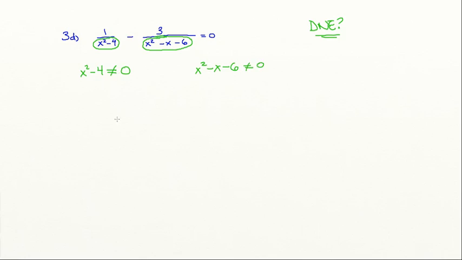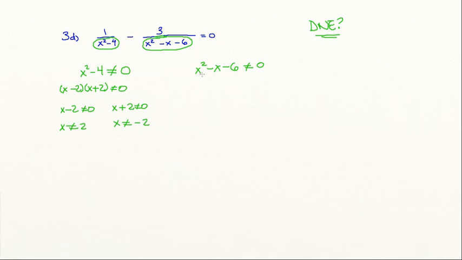X squared minus 4 is a difference of squares, so let's factor that. So that means x minus 2 cannot equal 0. X plus 2 cannot equal 0. X cannot equal 2. X cannot equal negative 2.